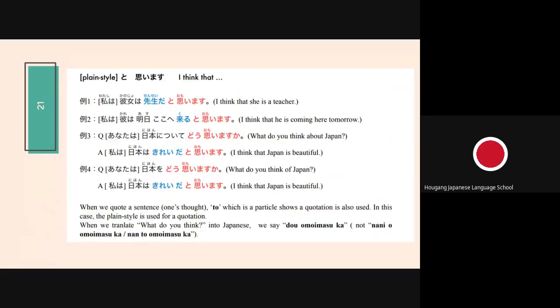Right, second grammar is, I think that it's the same format actually, right? It's just like English. In English, I said dot dot dot, she said dot dot dot, and I think something like that, okay? For Japanese, it's almost the same, right? It's just the verb changes from say to think. Omoimasu is think. Okay, watashi wa kanojo wa sensei da to omoimasu.